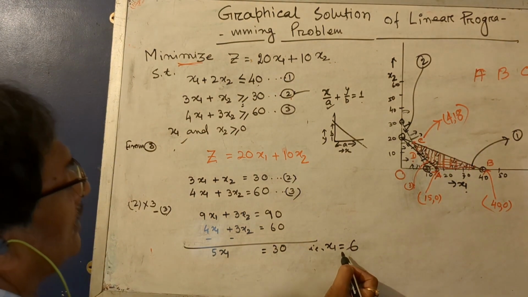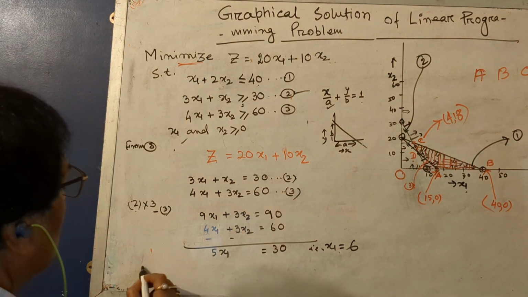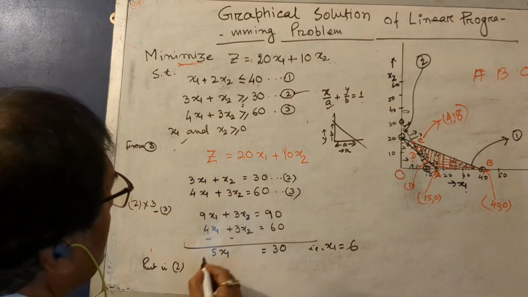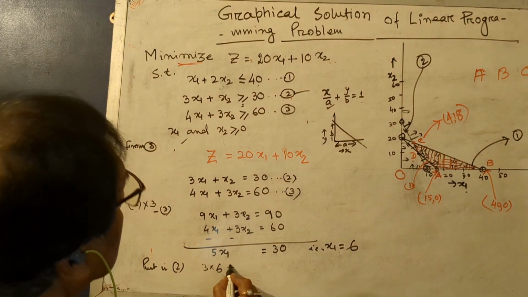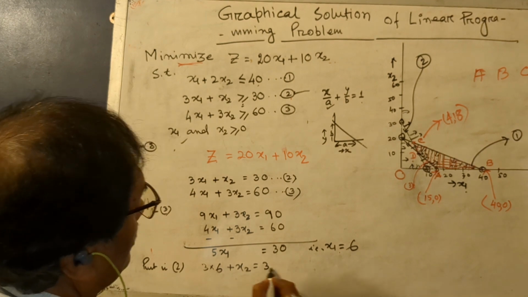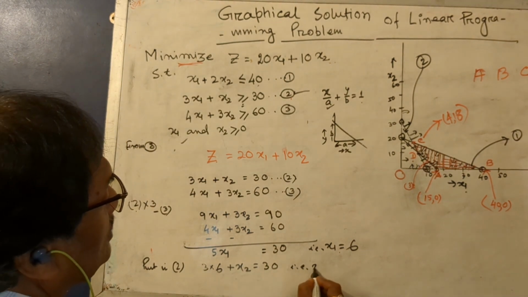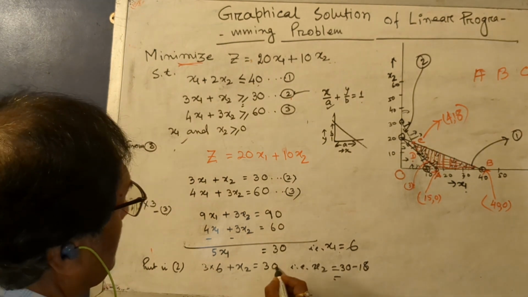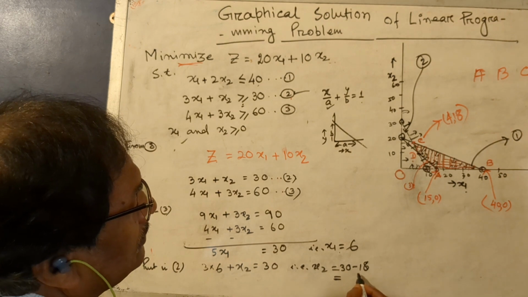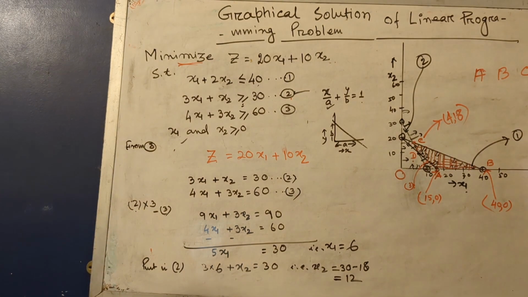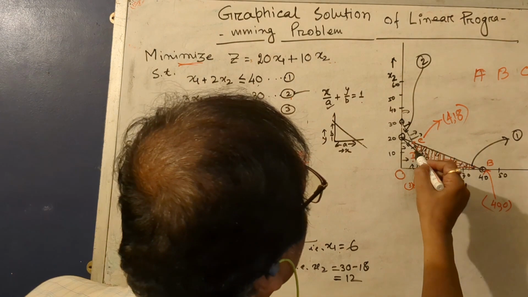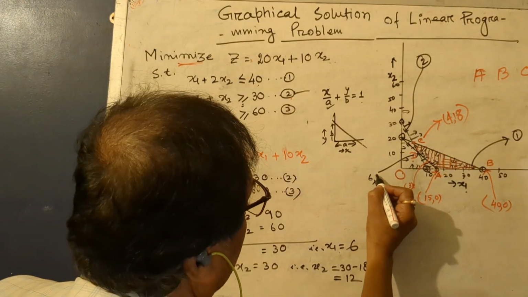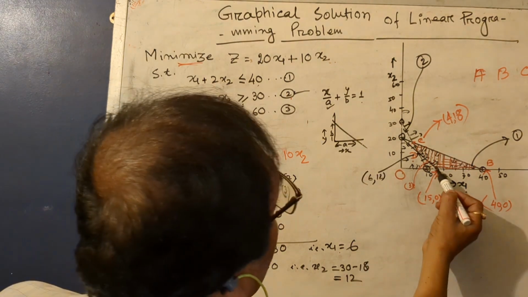Now if we put this into any equation, say equation 2, then what will be the coordinate? 3x1 means 3 into 6, 3 into 6 plus x2 is equal to 30. That is x2 is equal to 30 minus 18, which is 12. That means the coordinate of D will be x1 is 6 and x2 is 12.